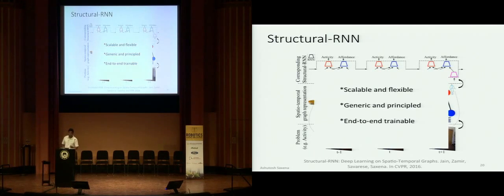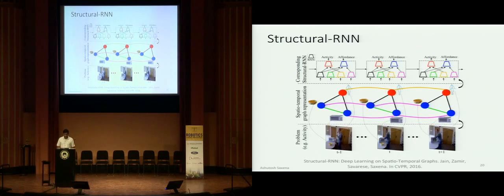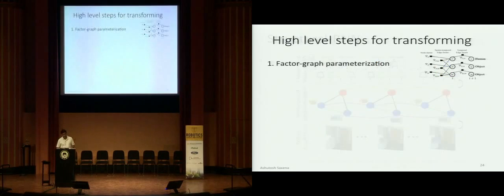The second thing, a very interesting property of our approach, is that this is also end-to-end trainable, which means that the way you design the wiring between the RNNs still allows reasonable training at the end of the day. We don't have time to go into the full details, but I will present the high-level steps of transforming your problem into a structural RNN.